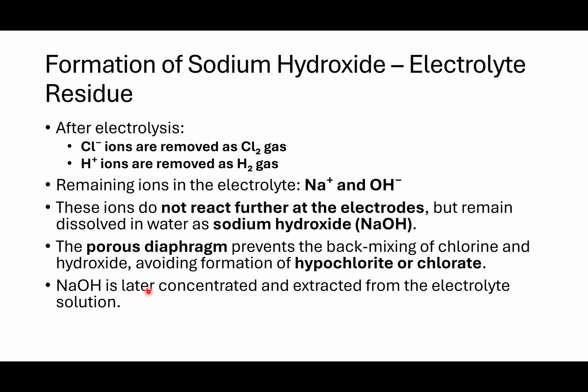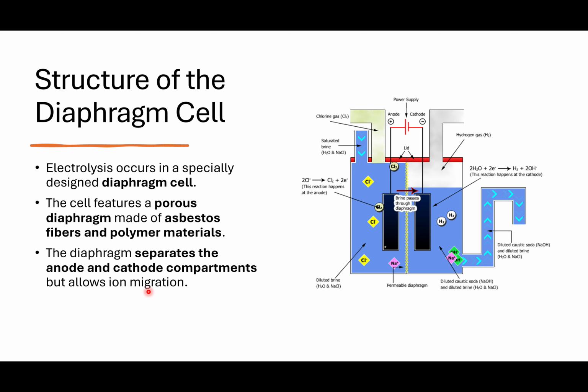The porous diaphragm prevents the back moving of chlorine and hydroxide, avoiding the production of hypochlorite or chlorate. Hypochlorite and chlorate are different oxidation states of chlorine being present with oxygen. The diaphragm allows one directional movement from the area of the anode to the area comprising the cathode. So we're going to look at it once again from this diagram.